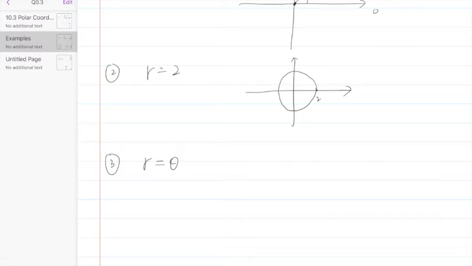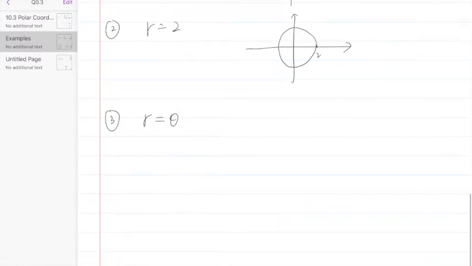Well, if this is xy coordinates, we know this is a straight line. That's y equals x, right? What is r equals theta? What does it mean? Take a while, think about it, and let's try.